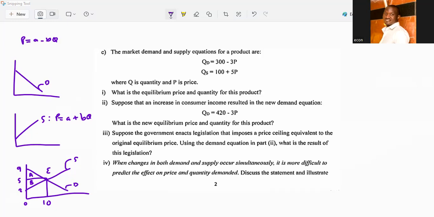So area A is simply the consumer surplus. Area B is the producer surplus. So these are given by an area of a triangle. The formula is simply given half times base times height. All right. Area B is called the what? Producer surplus. So it is simply a triangle which is given by half times base times height. So half BH.